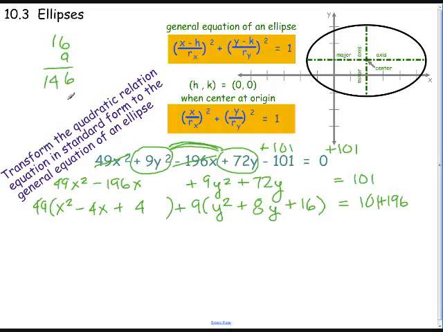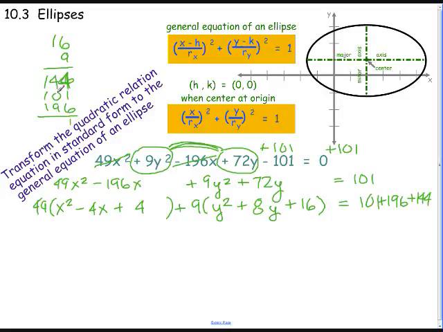Is that right? Oh, no, it's not. 144. Sorry. So I added 16 here, but it's multiplied by 9. So what did I effectively do? Added 144. I got to get it back in balance. Well, this is something I better add up right now. 101 and 196. We'll add those all up.